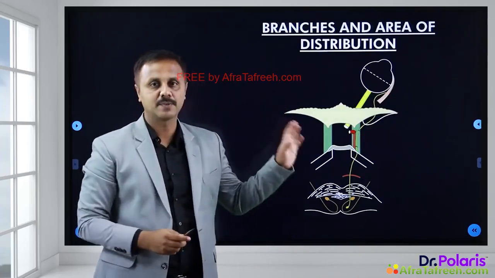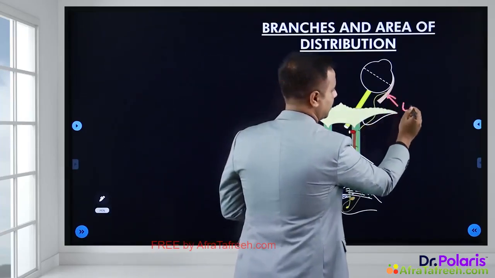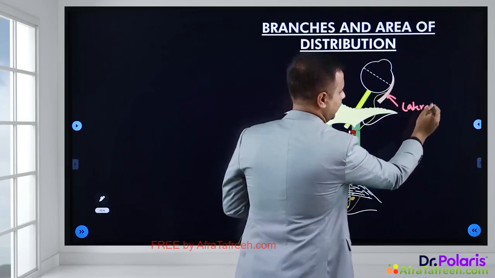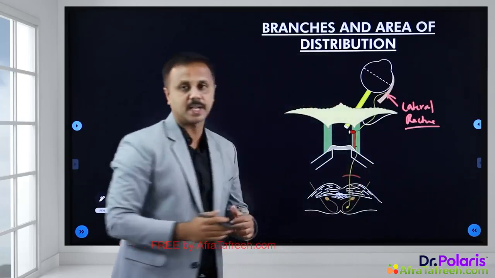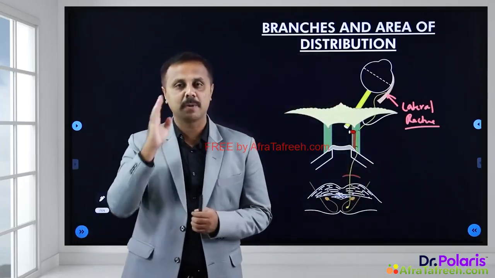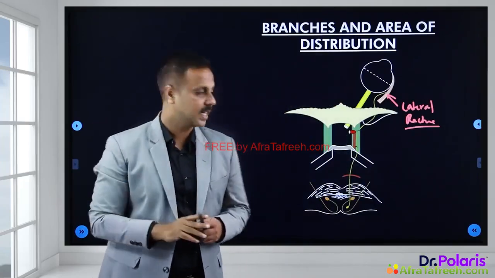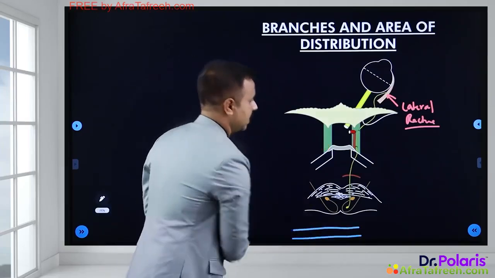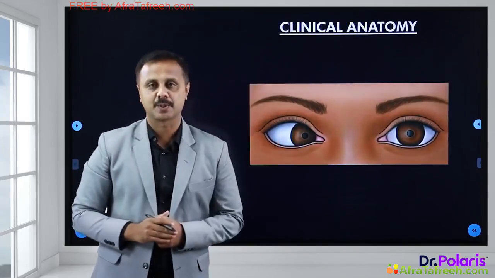Similar to the trochlear nerve, it is very easy. It will give only one branch, and that branch will supply what muscle? The lateral rectus. Lateral rectus can bring about only one action, and what is that action? It can bring about abduction of the eyeball, or movement of the eyeball laterally. Right? When the abducent nerve gets injured, it results in a condition called medial squint.